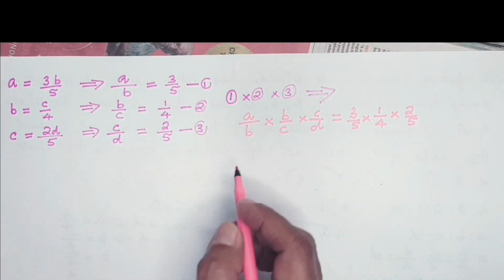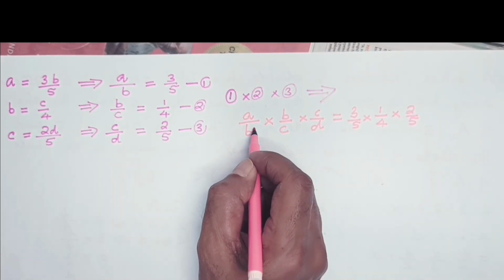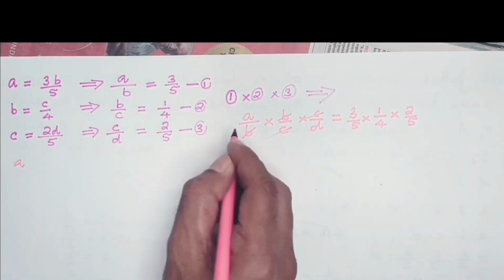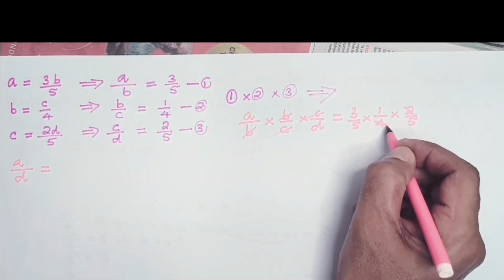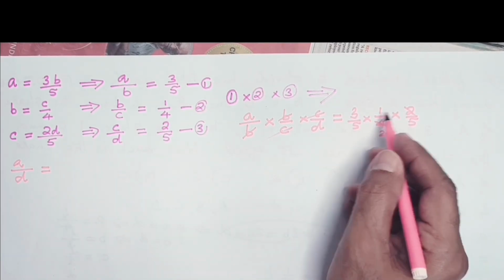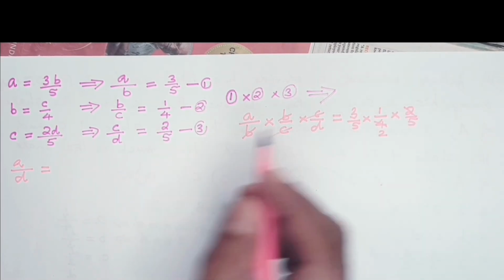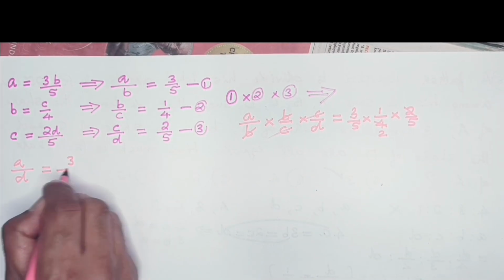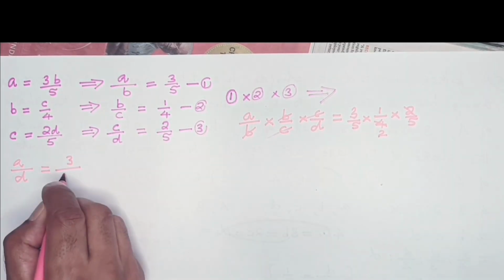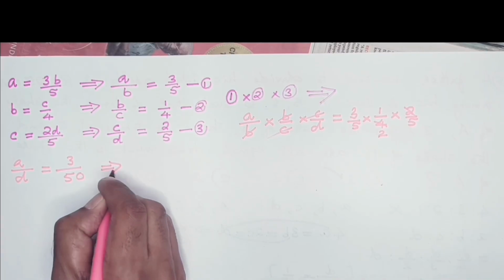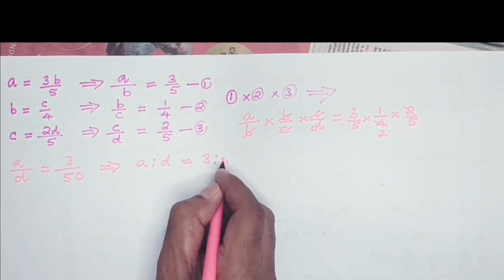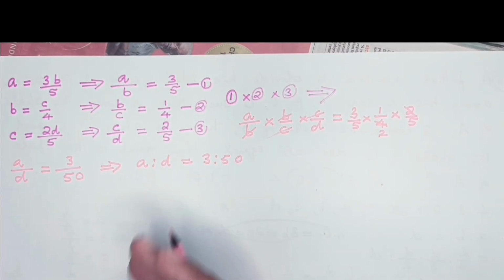Now look at the left side. There is some cancellation you can see. B, B, C, C. And you have what? A divided by D. So we will go here twice. So in the numerator, there is only 3, 3, 1, 1. So 3. In the denominator, 5 multiplied by 2 multiplied by 5, 50. This is A is to D equals 3 is to 50. This is the answer we had in the previous method.